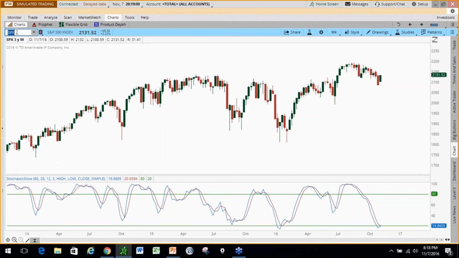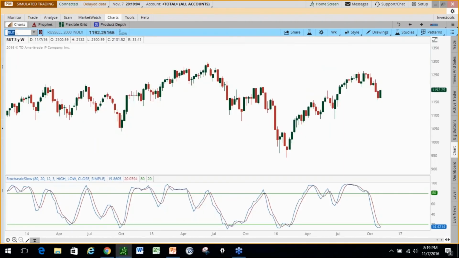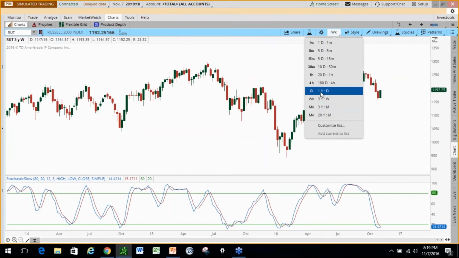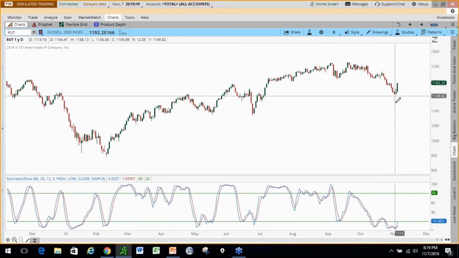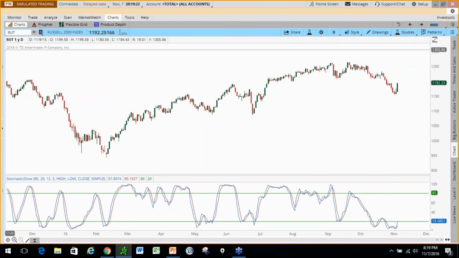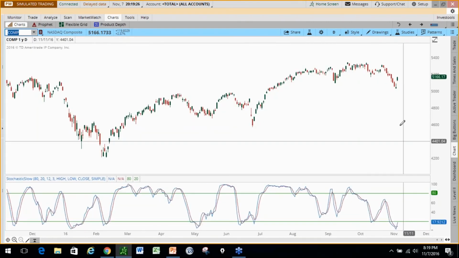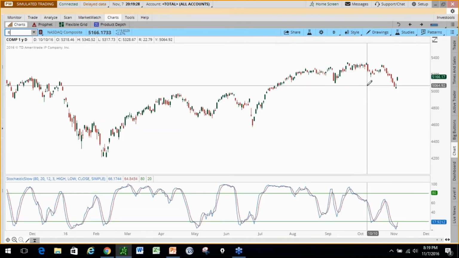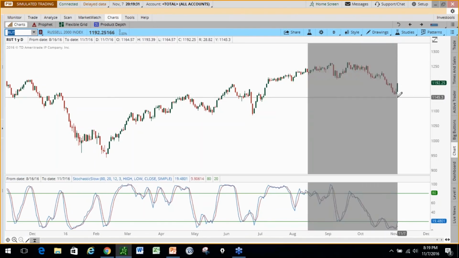Okay, let's go to the Russell. We can see the exact same thing is happening right here with the Russell. The exact same thing is happening right there, and it's looking like it's ready to make its move back up, going higher. We go to the daily chart, the same exact thing. If we go to the NASDAQ, same thing. Nothing is different. And it's interesting enough. Let me go back to the Russell so you guys can see this.